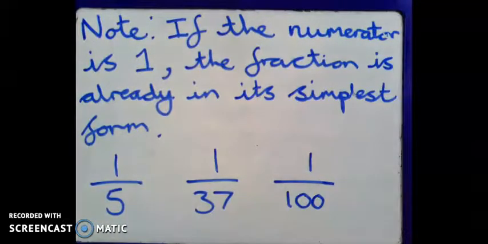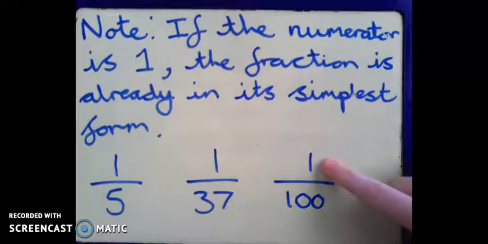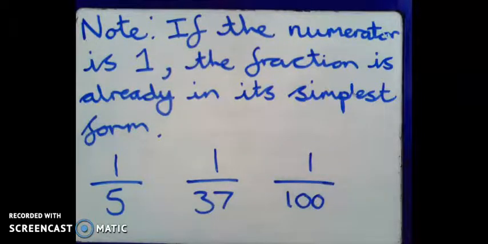Before we do step 1, it's worth remembering that if a numerator on a fraction is 1, then that fraction is already in its simplest form. We don't need to do anything to it. There's nothing less than 1 that we can have on top of a fraction. We cannot simplify it any further.